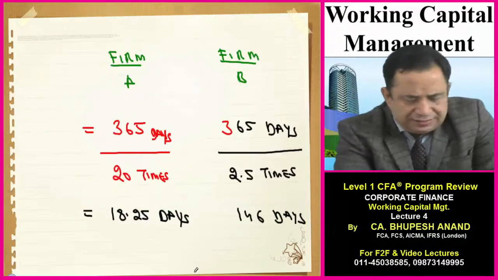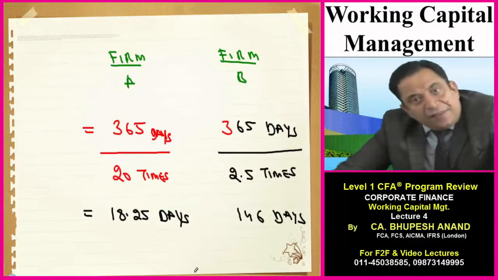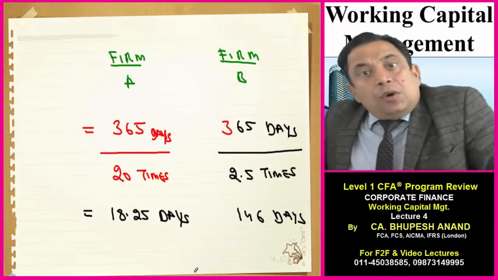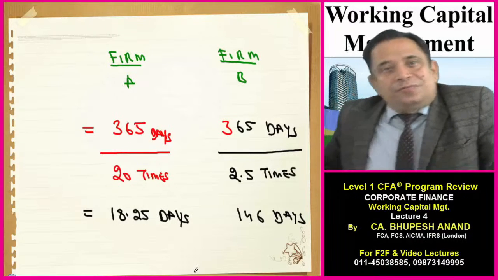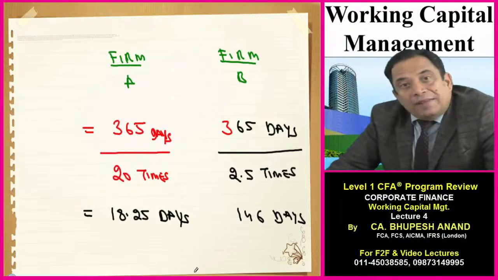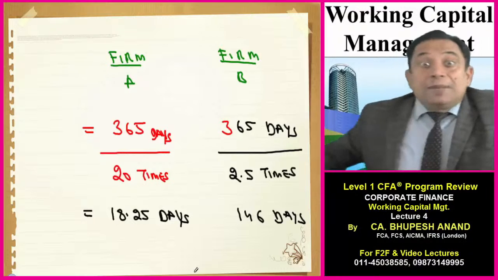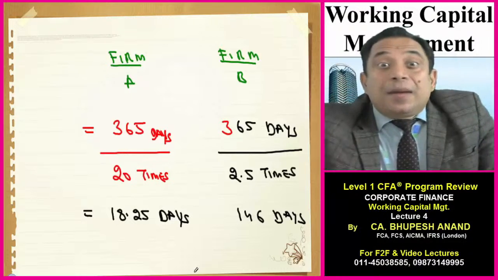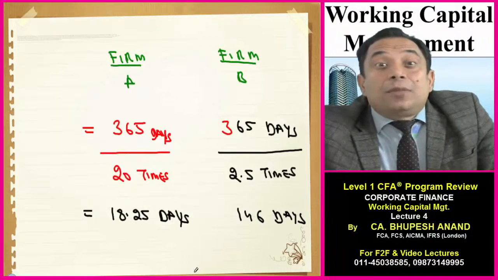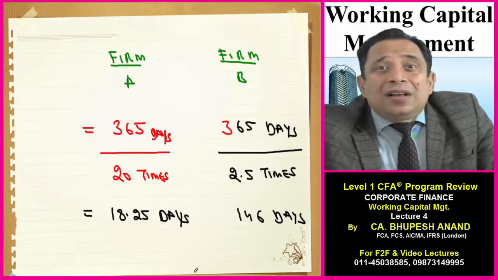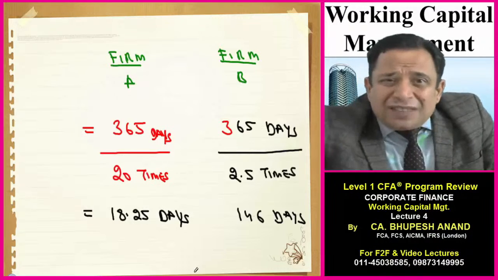Again, I am taking the same example. 365 days upon 20 times, the debtors turnover ratio. That means 18.25 days. It means within 18.25 days, old debtors' cash is being realized and new debtors come into the picture. In case of firm B, once the goods are sold, the customers pay after 146 days. It means there can be lesser popularity of the product of firm B, lesser brand value, poor management, and other factors.